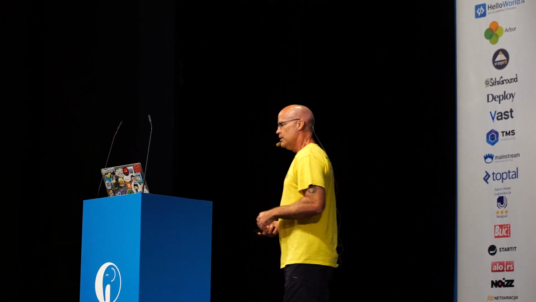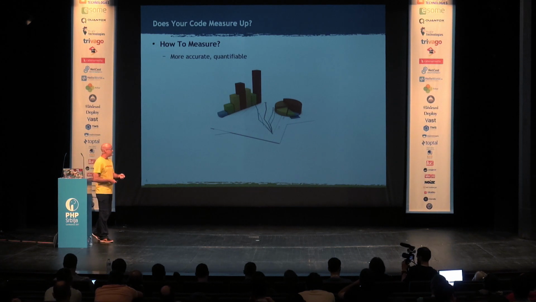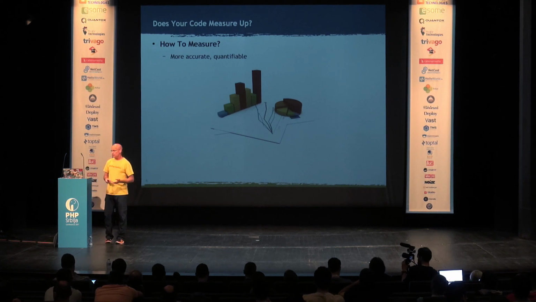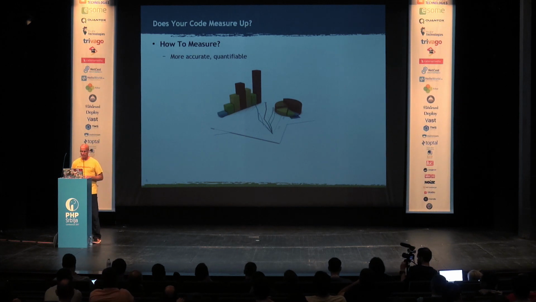Just because a tool tells you that the code is bad, if it doesn't give you any insight into how to fix it, you're not really going to be able to work much with it. So we want to make sure that we're able to measure, and accurately quantify the issues inside of our code. We want charts, we want graphs, we want all these good things.